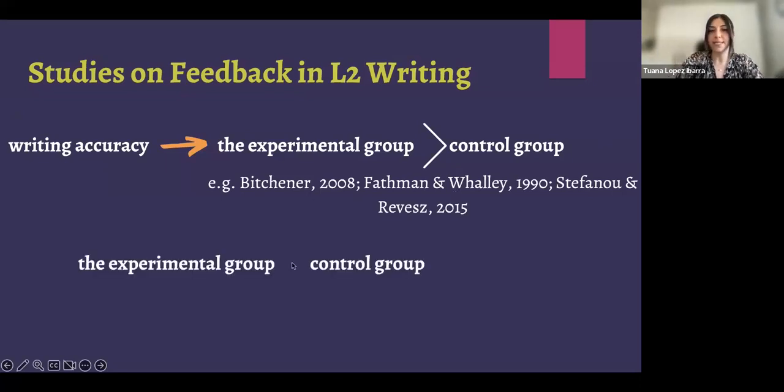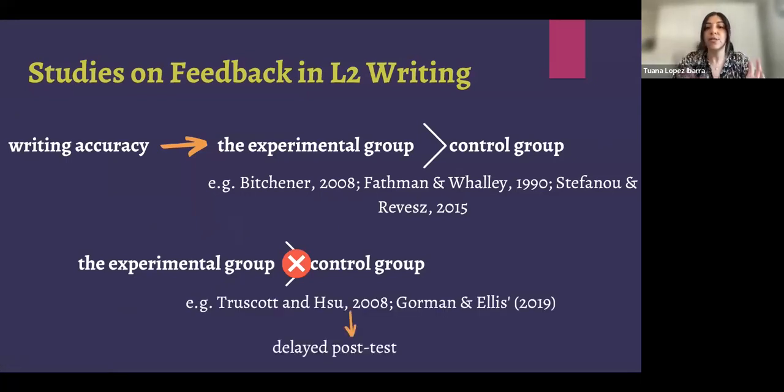And also there are some studies that showed contradictory or inconclusive results, where the experimental groups didn't outperform the control group. But they couldn't see this effect in the delayed post-test. What happened was, they gave the feedback to the experimental group, and they didn't provide any feedback to the control group, and they gave them a post-test after this treatment period. And they saw that the experimental group outperformed the control group. Actually, they were better than the other group.